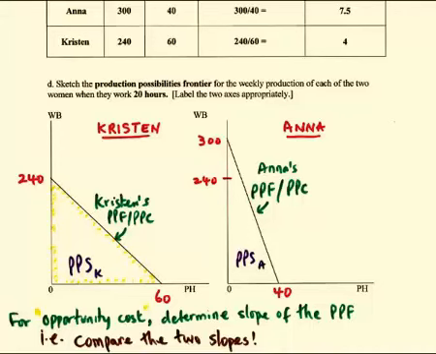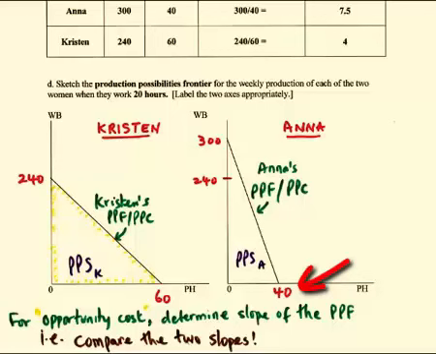We say that Anna has an absolute advantage in producing wristbands, and Kristen has an absolute advantage in producing potholders. With 20 hours available, we can see that Kristen can produce 240 wristbands or 60 potholders, whereas Anna can produce 300 wristbands or 40 potholders. In other words, we take the output per hour and multiply by the number of hours to get to the maximum quantity. We define the opportunity cost of one thing as the amount of the other thing that must be given up to get the first thing.